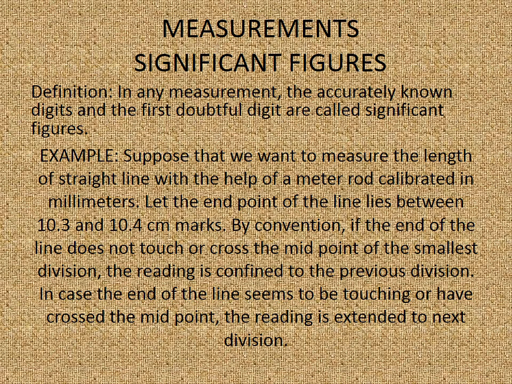For example, suppose that we want to measure the length of a straight line with the help of a meter rod calibrated in millimeters. Let the end point of the line lie between 10.3 and 10.4 centimeter marks. By convention, if the end of the line does not touch or cross the midpoint of the smallest division, the reading is confined to the previous division. In case the end of the line seems to be touching or have crossed the midpoint, the reading is extended to the next division.